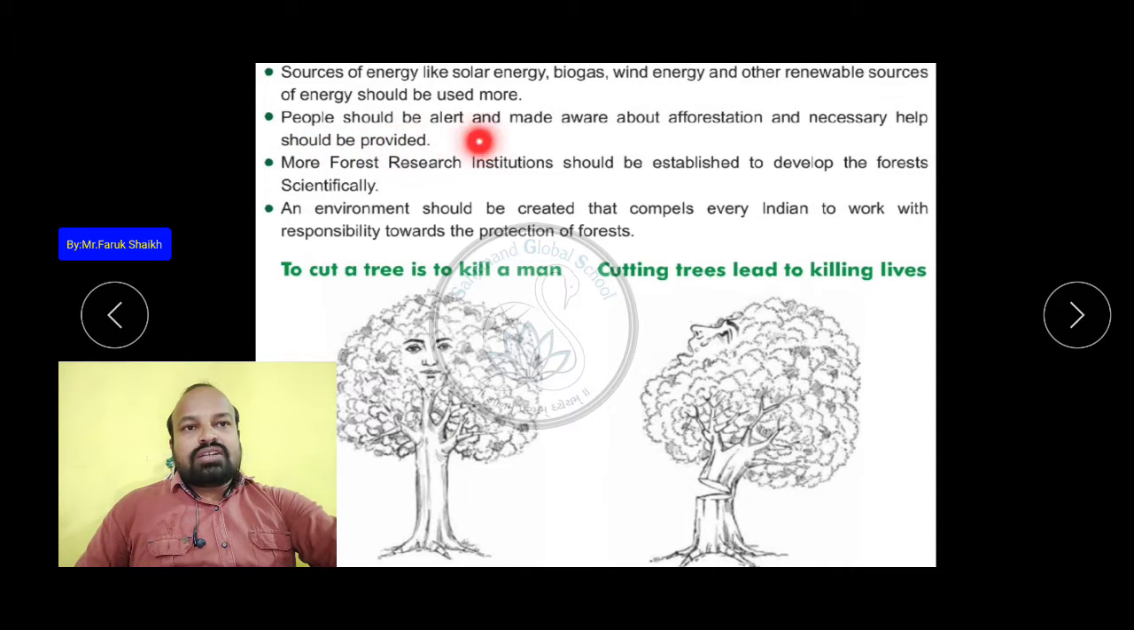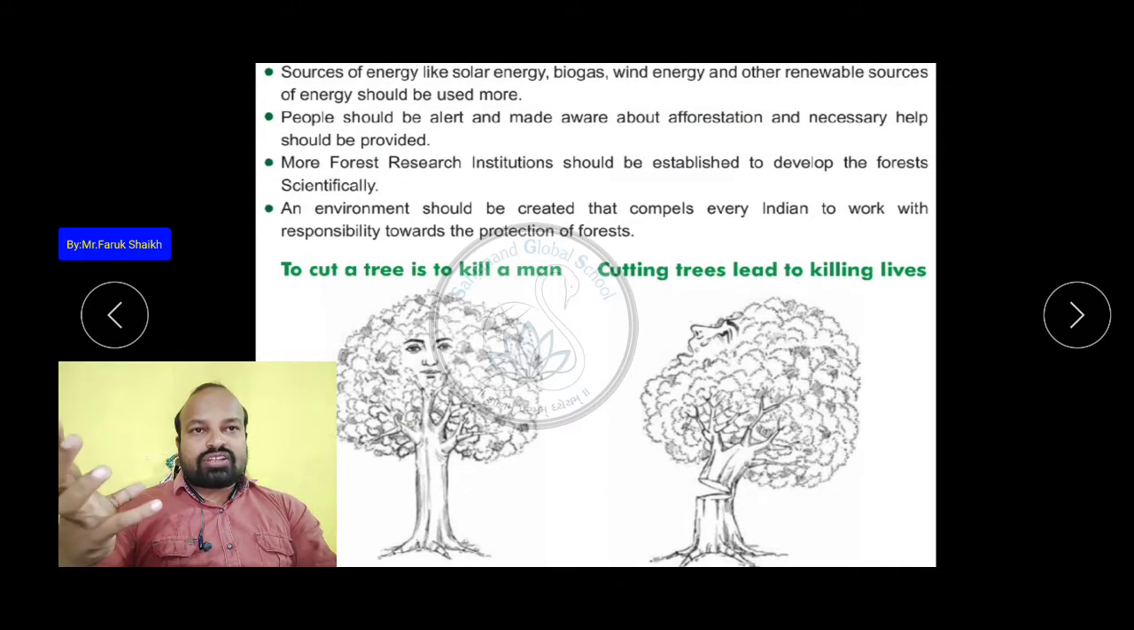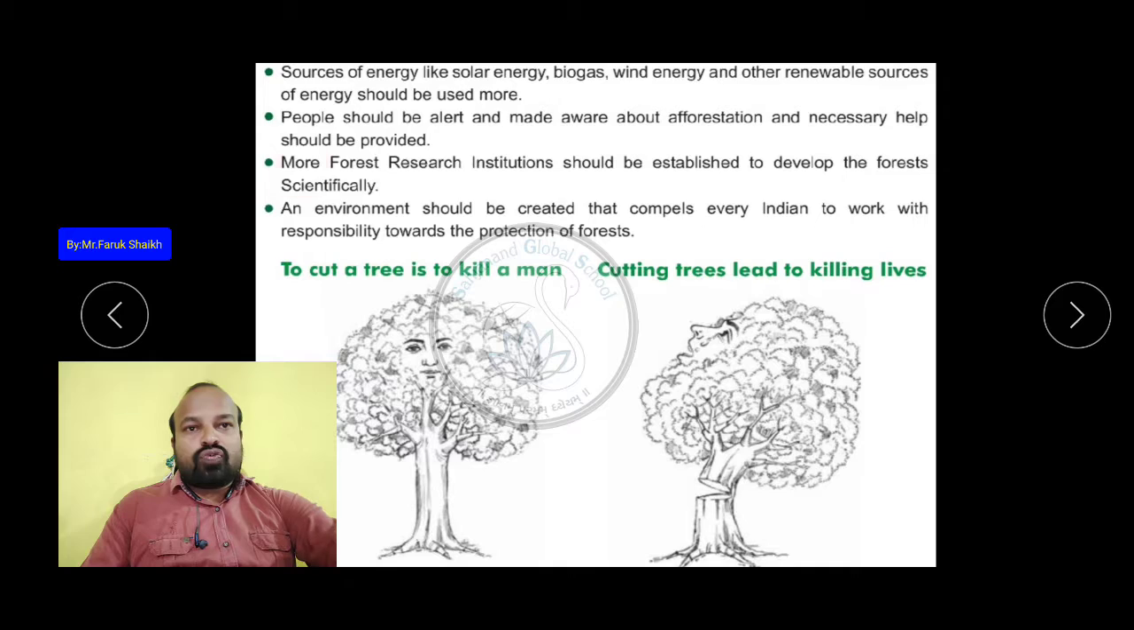People should be alert and made aware about afforestation, and the necessary help should be provided. We have to become aware about afforestation, यानी कि पेड़ों को ज़्यादा से ज़्यादा उगाने के लिए हमें जागरूक होना जरूरी है. Okay, more forest research institutions should be established to develop the forest scientifically.